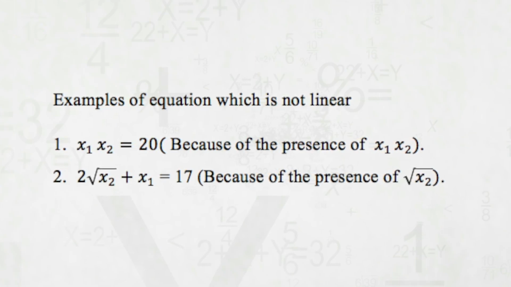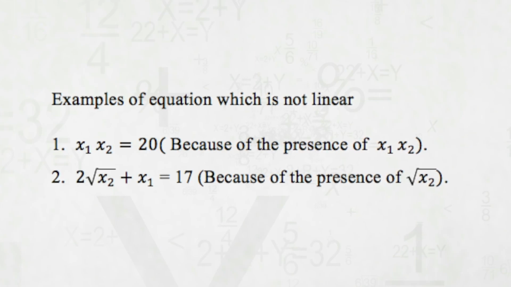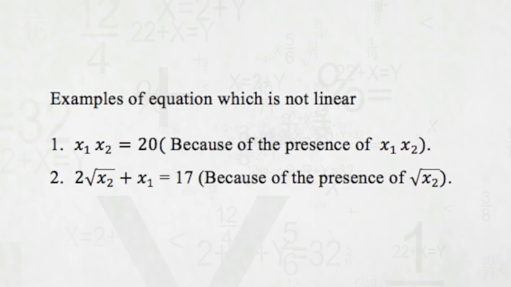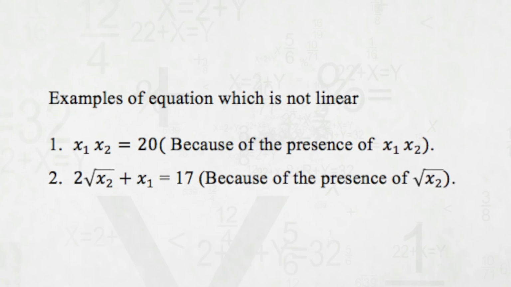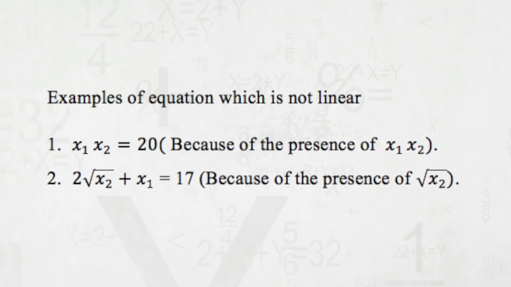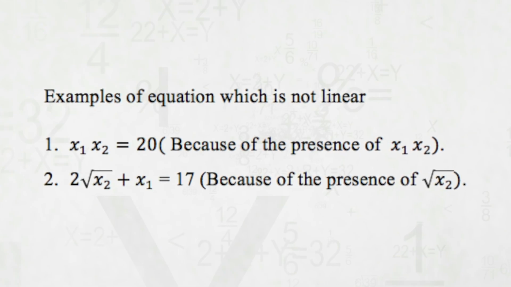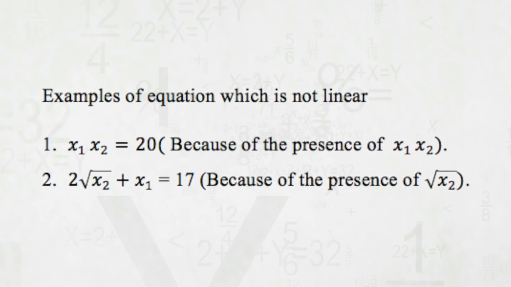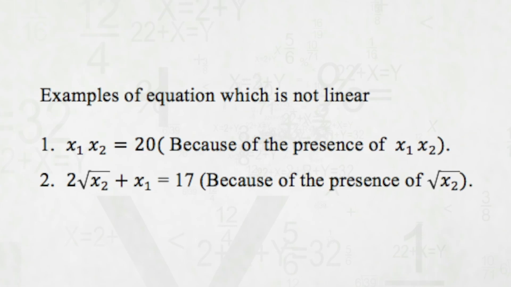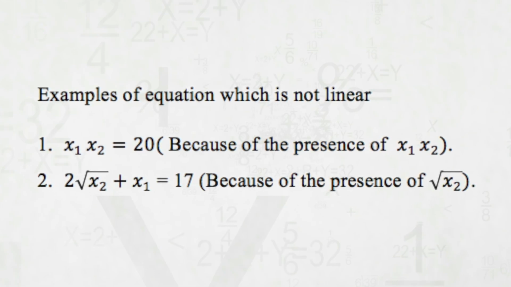Now, we shall see some examples of equations which are not linear. x1 x2 is equal to 20. This is a non-linear equation because of the presence of the product x1 x2. And the second equation we are going to see is 2 square root of x2 plus x1 is equal to 17. This is also non-linear because of the presence of square root of x2.